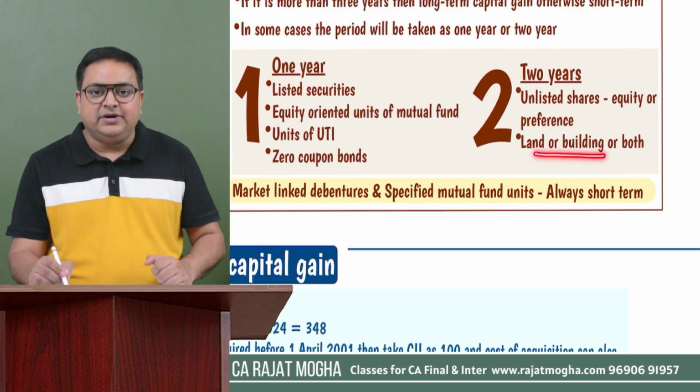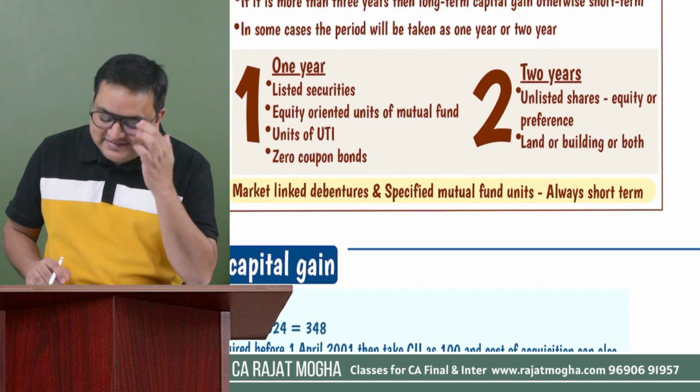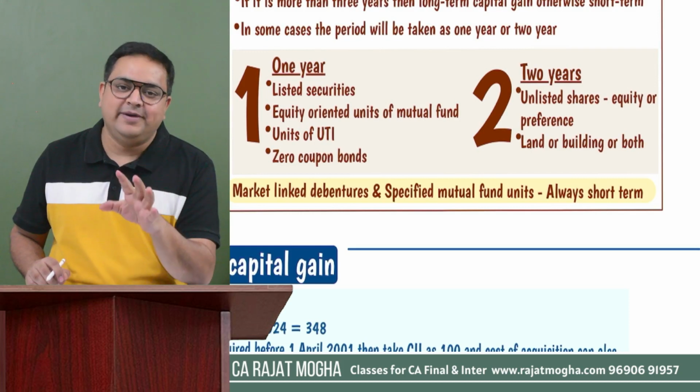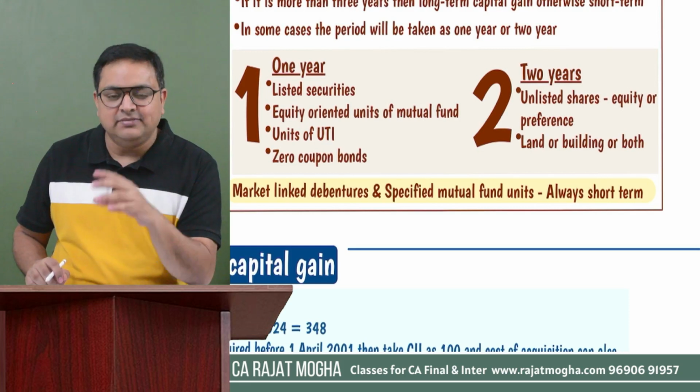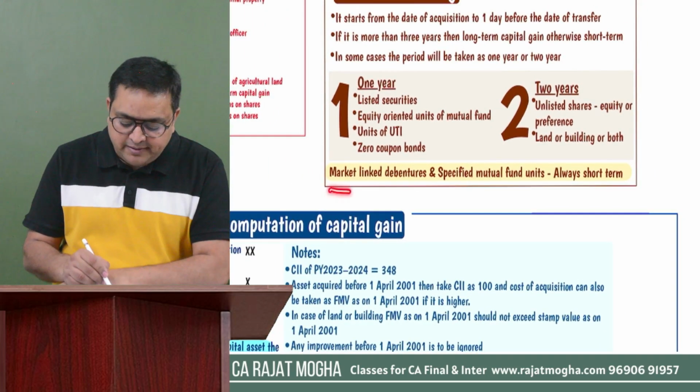Land, and this is important. So if the assessee, please don't make a mistake over here. If the assessee is transferring their land or building or both, then after 2 years, it will become long term. Up to 2 years, short term. After 2 years, it will become long term, right? And there is an important amendment also.